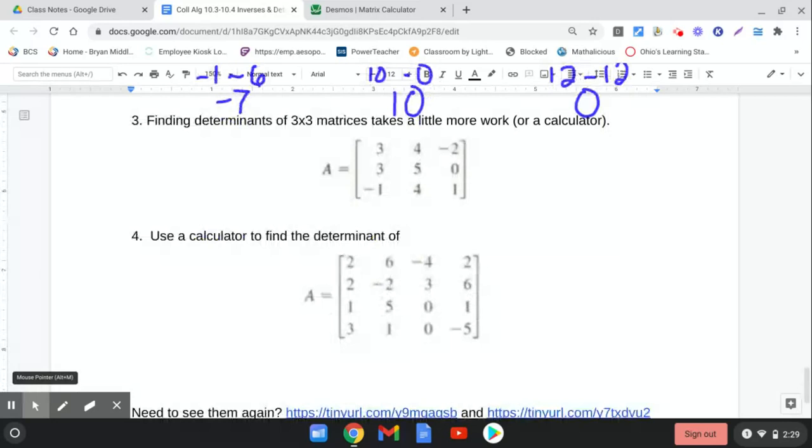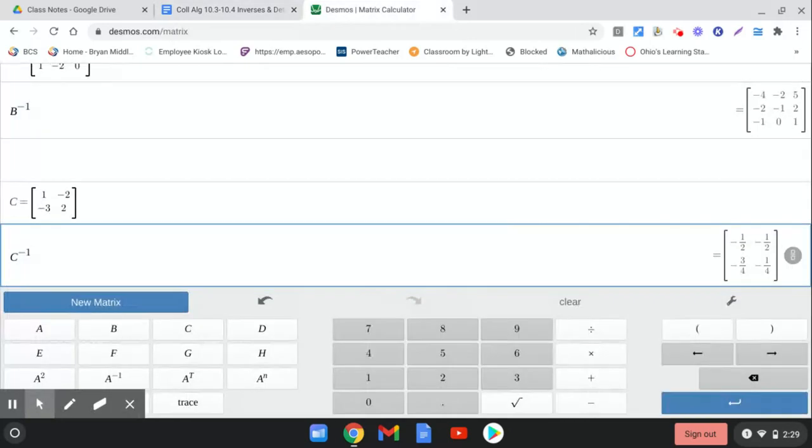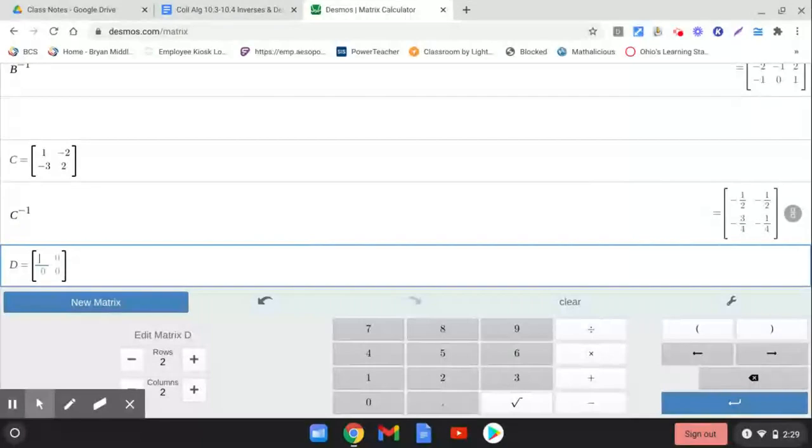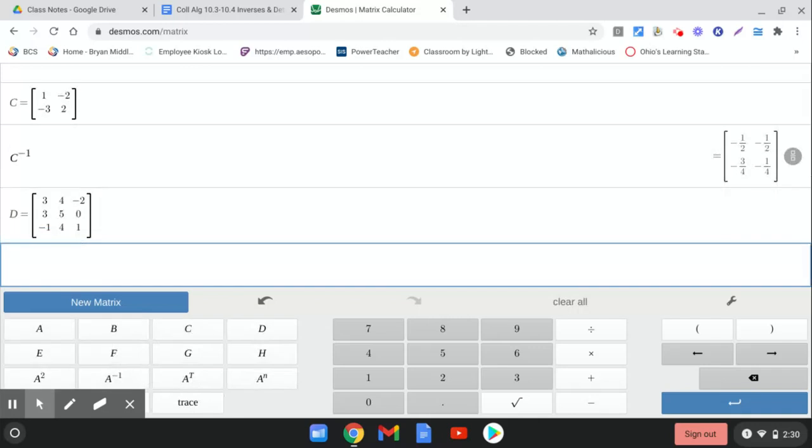Now, if you want to find a determinant of something bigger, that little formula only works for 2 by 2 matrices. There is a nifty little way to do 3 by 3 matrices by hand. Honestly, it's not quite worth learning about, so I want to show you how to do this on our Desmos calculator again. So go back to your matrix calculator. We're going to do a new matrix. It's 3 by 3. So let's see. Our matrix was 3, 4, -2, 3, 5, 0, and -1, 4, 1. And we just hit enter.